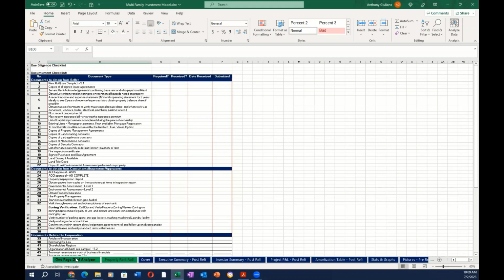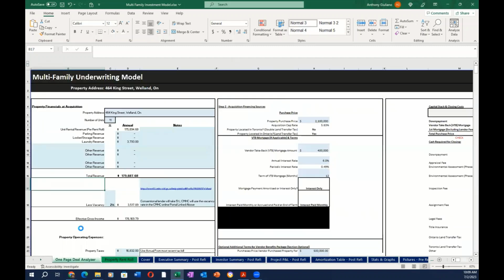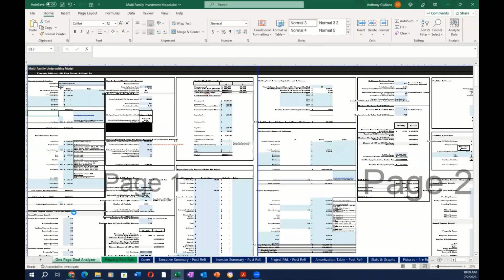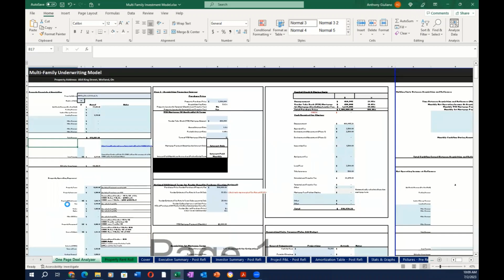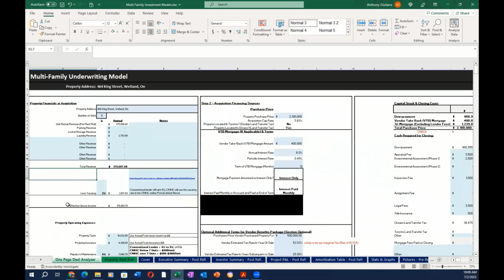So like I said, the green tabs in the front over here are your input tabs. This is your key executive summary. This might be something that you might even want to print out once you're done, just to have all of the underwriting assumptions that are involved in a multifamily deal. Now, as you can see, there's quite a bit in here, but it's very, very simple to use once you go into the details.